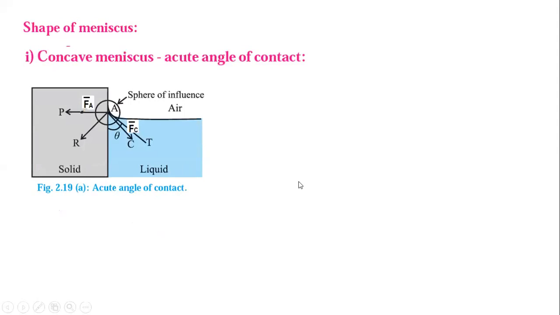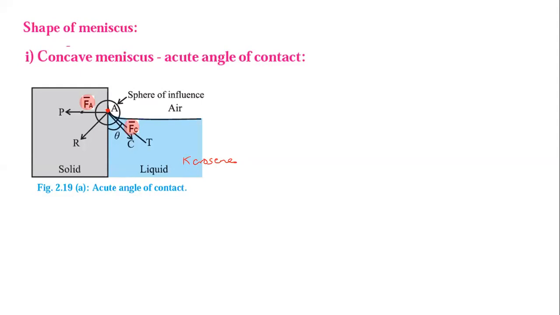Now pay attention. I consider here this is kerosene. In that I consider this molecule A. Now you can see here the adhesive force, Fa. This Fa stands for the adhesive force, remember that. You can see here the adhesive force Fa, okay, due to these solid molecules. Then Fc, this is the cohesive force due to these liquid molecules.